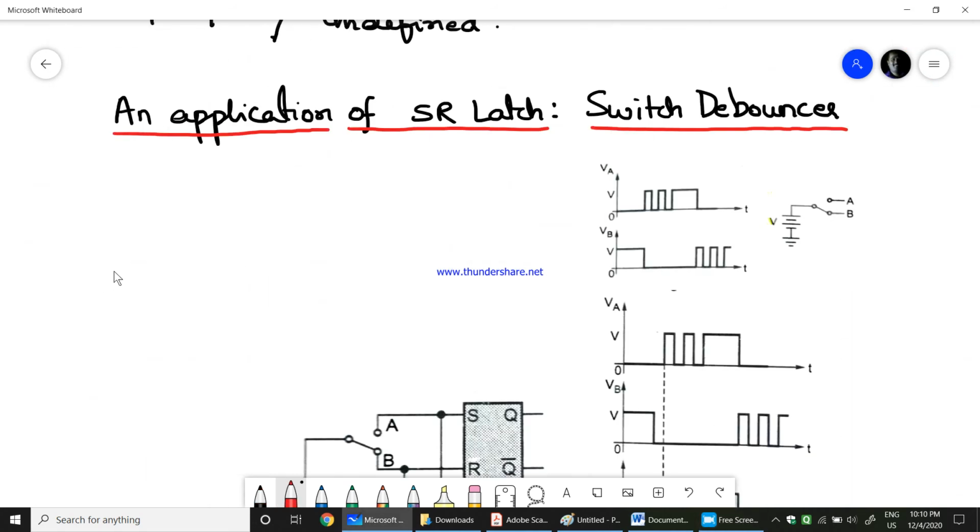So let us look into the application of the SR latch now, where the SR flip-flop or SR latch can be used as an application for avoiding the switch debouncing effect. How to avoid the switch debouncing, the bouncing effect of the switch that we have. Now, the debouncing effect is when there is a switch which is connected to any part of the circuit. When we press the switch and when we leave, the switch will not come immediately to the rest position.